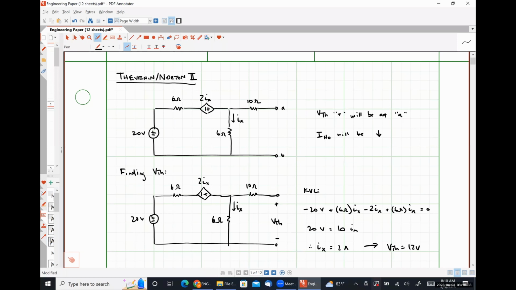Right. The only thing that might seem weird here is that I've observed that the only current we have flowing in this circuit is Ix, so I was able to write everything in terms of Ix, right? We know that Ix is defined as the current flowing down through the 6-ohm resistor, but since no current can split off and flow to the right through the 10-ohm resistor, the current that's flowing through our voltage sources has to also be Ix.